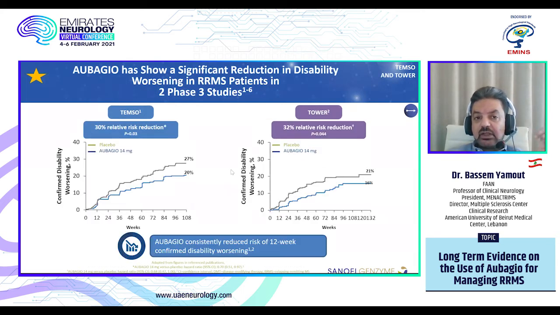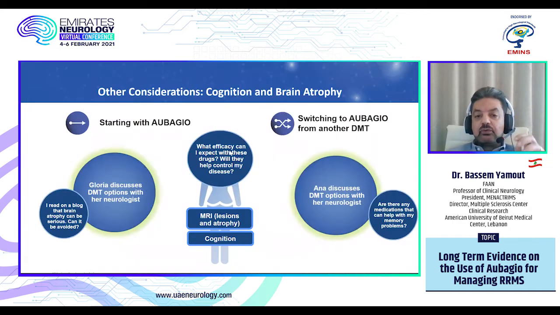In both trials, the TEMSO and the TOWER, disability was reduced by 30 to 32% versus placebo. And remember, until today, this is the only oral therapy with continuous treatment that has shown consistent reduction in disability in both trials. Now, as far as the efficacy goes, we see this is a moderate efficacy medication that has been shown in multiple trials to induce a reduction by around one third in disability, and by around one third in relapse rate.